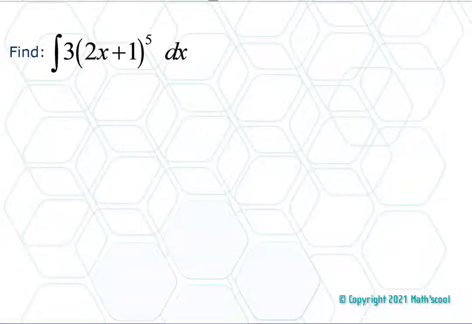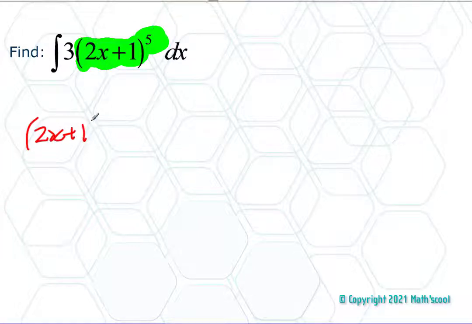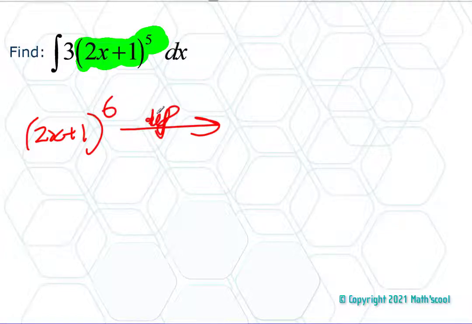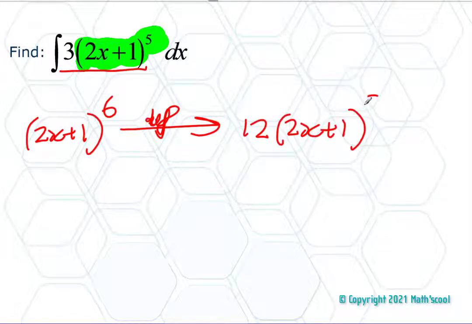So again, we copy the set of brackets, ignore the 3, and just up that power by 1. So 2x plus 1 to the power 6. Differentiate that, and hopefully it will give us something that's quite like that. So differentiate that. The 6 comes down, multiplies by the 2, 12, brackets 2x plus 1 to the power 5.